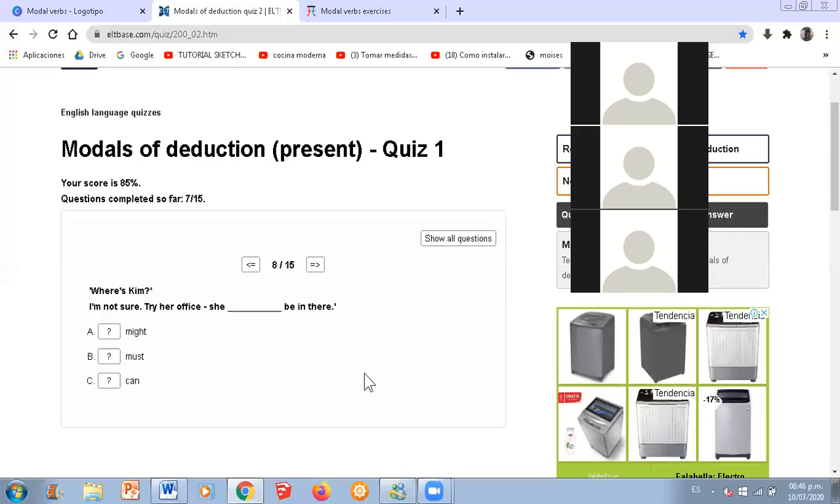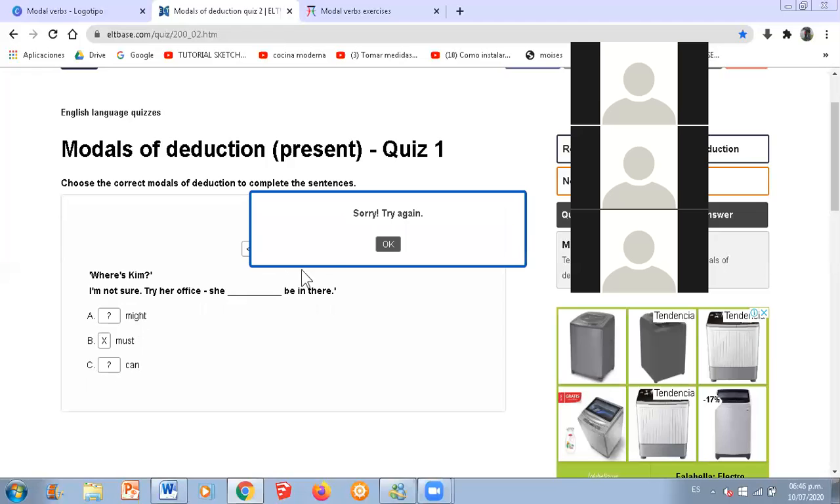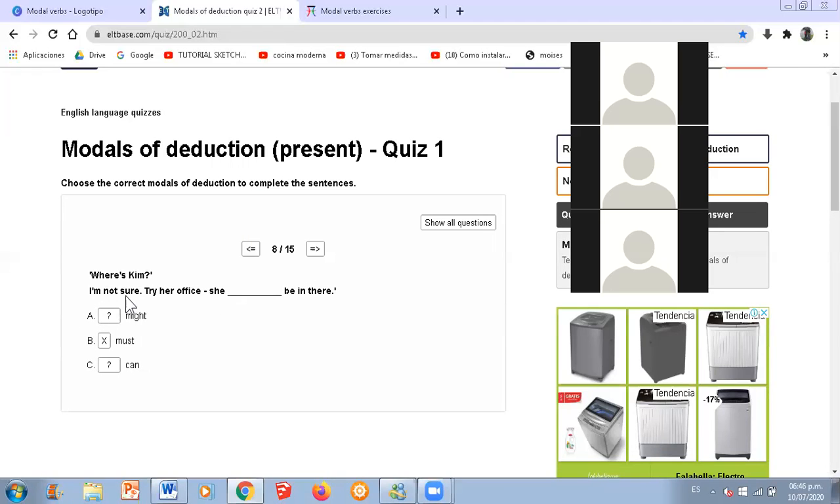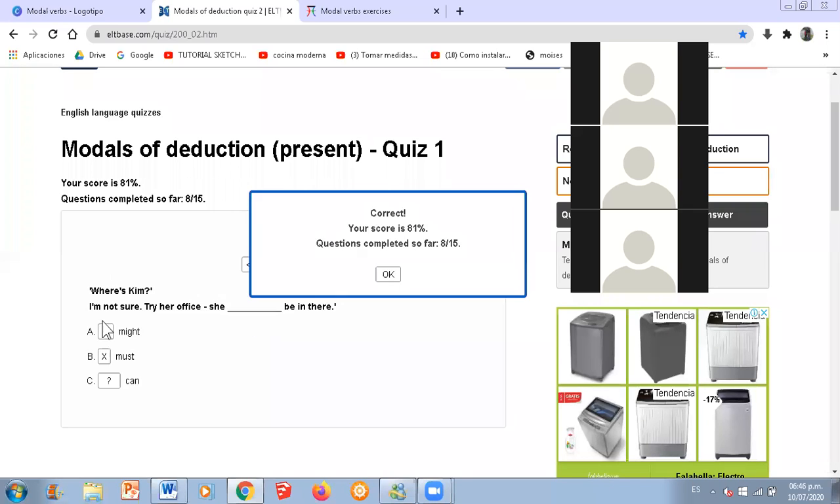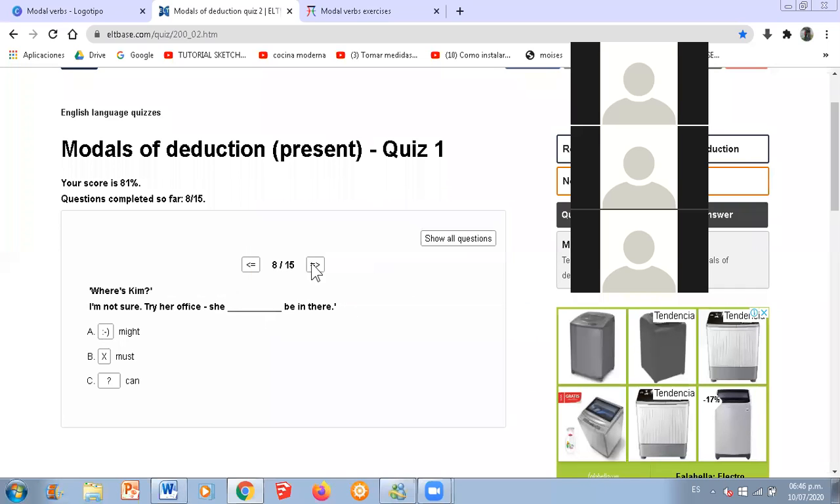No escuché, Diego. Might, must, or can? Must? She must be in there. No, no, no. She is not sure. Must is when you are sure about something. I'm not sure. Try her office. ¿Cuál usamos para probabilidades? Might. She might be in there. Recuerden, el must es cuando ya estamos muy seguros de lo que vamos a decir o de la conclusión que sacamos.